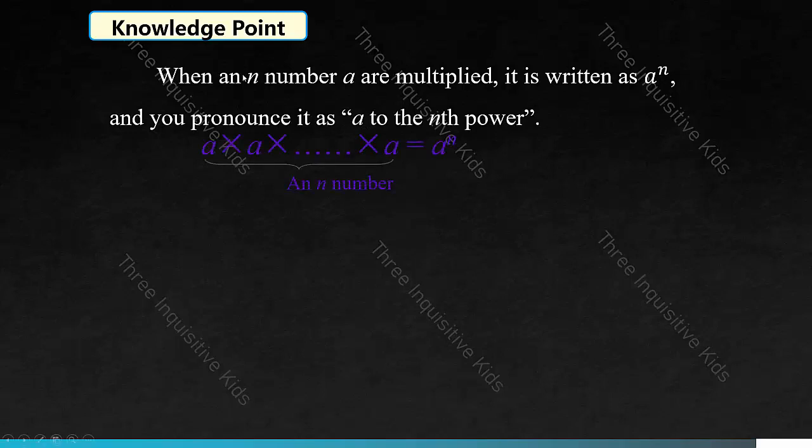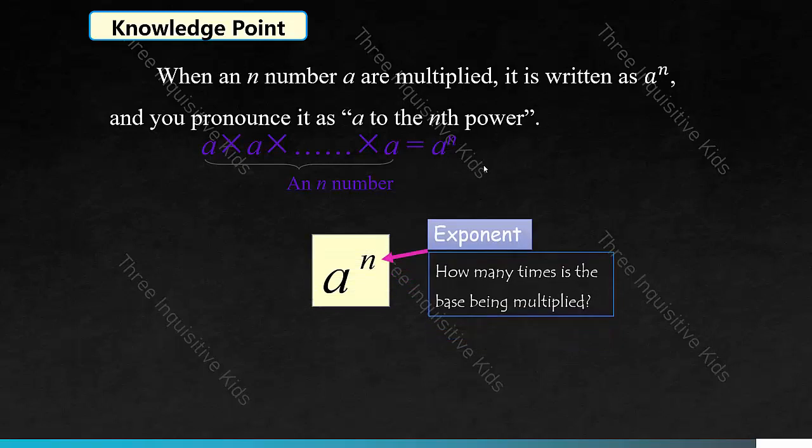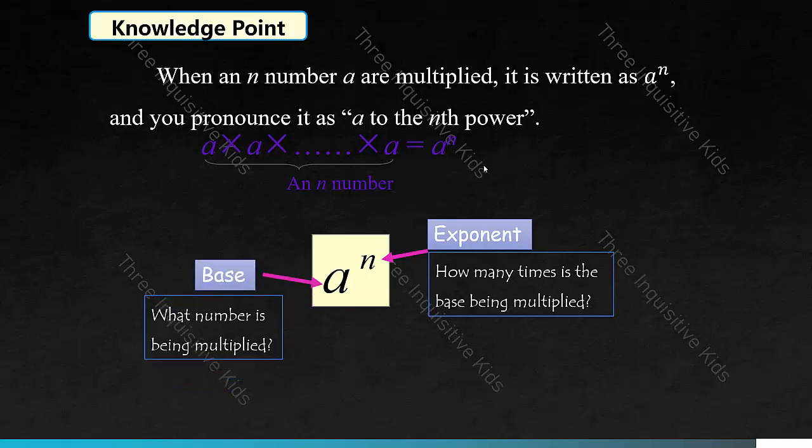Here you can see we have a bunch of a's being multiplied together, and there is an n number of a's being multiplied. So we write it as a with a small n in the top right corner. The exponent in this case is n, which is how many times the base is being multiplied. And the base is the number being multiplied over and over again. This entire thing is called a power. You can see that exponents are essentially repeated multiplication, just like how multiplication is repeated addition.